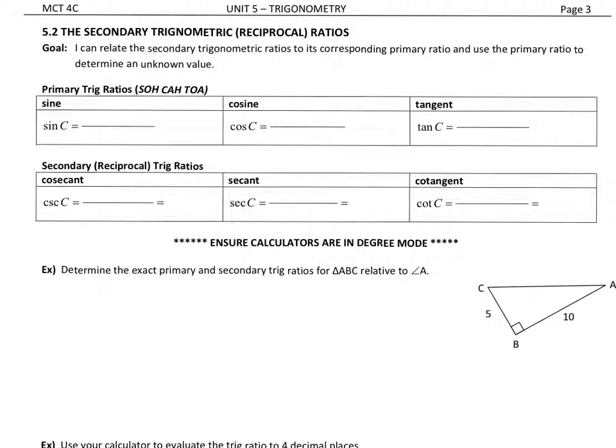Welcome to the second lesson of our trigonometry unit. Today we're going to briefly look at something called the secondary or reciprocal trig ratios.